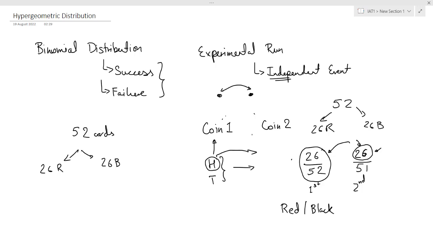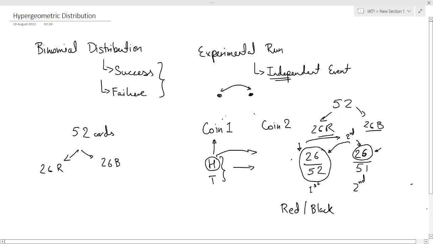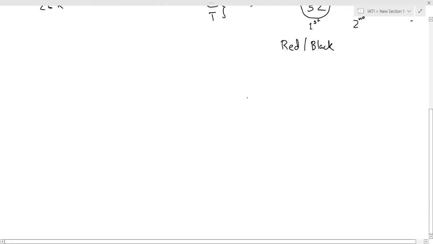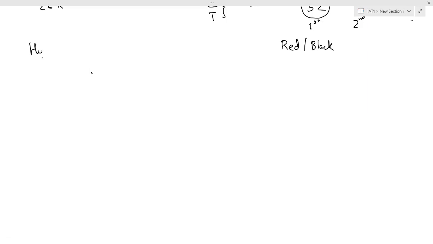That is why in this case we cannot use binomial distribution. Even though there are only two outcomes, red and black, we cannot use binomial distribution because these events are not independent of each other. The first experimental run is going to have an effect on the second experimental run, right? That is why whenever you have such an event in which there are only two outcomes but the experimental runs are dependent on each other, we can use something which is known as hypergeometric distribution.